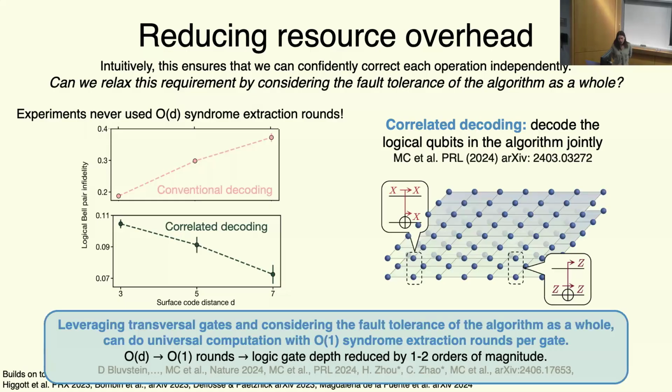And what we find and prove is that if we leverage these transversal gates and use this correlated decoding technique, we can reduce the gate depth of a logical gate from order of d to order of 1, which will reduce in practice the gate depth by 1 to 2 orders of magnitude when we think about the large scale.